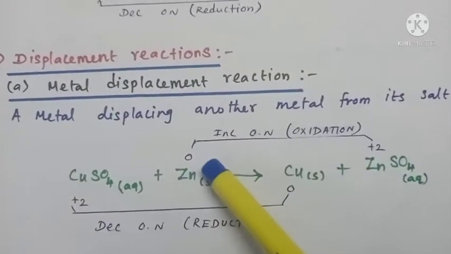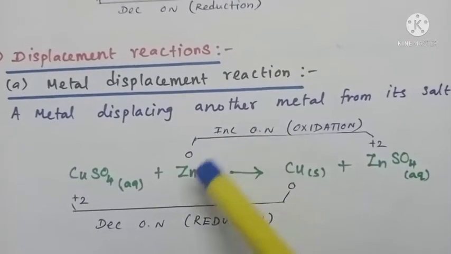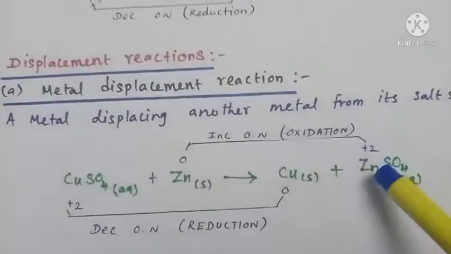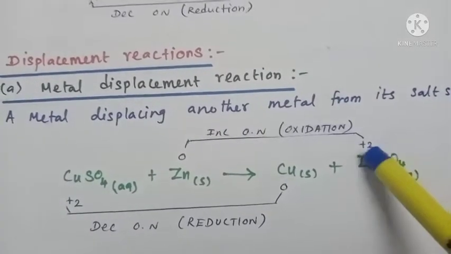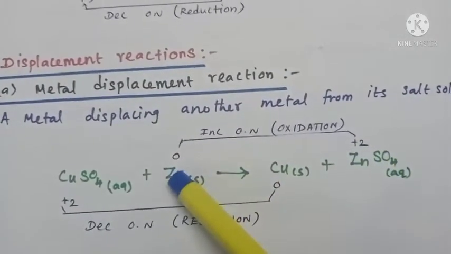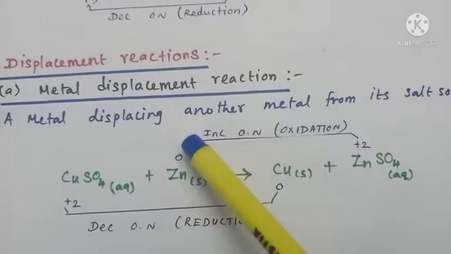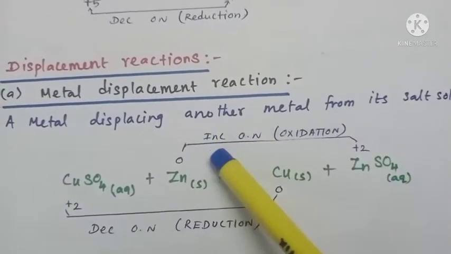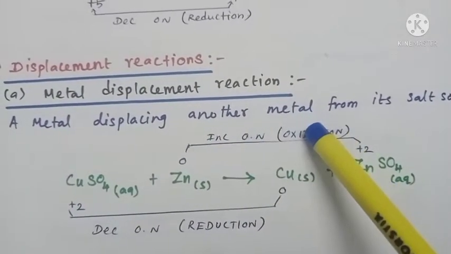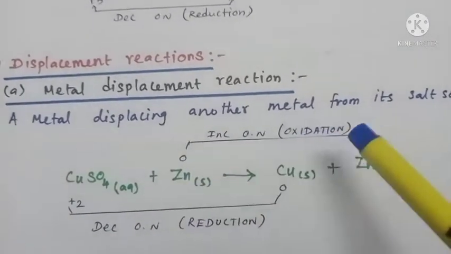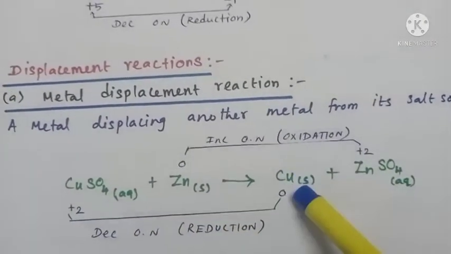Similarly, the oxidation state of zinc on the left hand side is 0 because it is in elemental state. On the right side it becomes zinc sulfate, which is in +2 state. So the oxidation number of zinc changes from 0 to +2. There is an increase in oxidation number, which is nothing but oxidation. So here zinc is getting oxidized, copper is getting reduced.